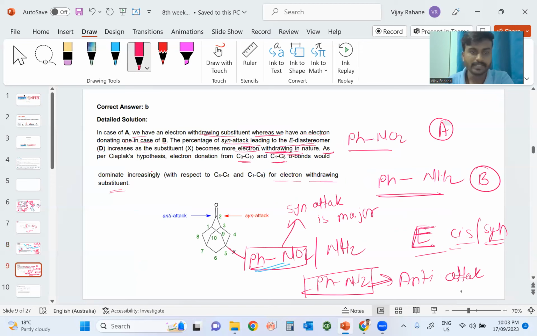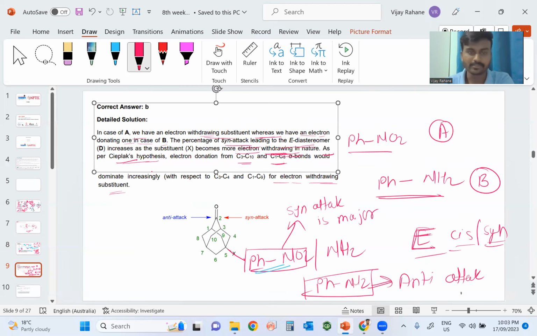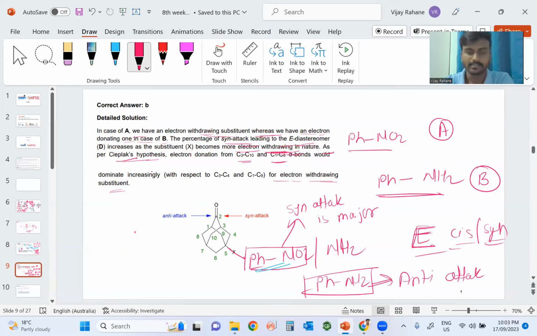So this is the effect of Plano's hypothesis. Keep it noted; probably sometimes an MCQ may also come from such topics. So here you can find the numbering: 1, 2, 3, 1, 2, 3, 4, 5, 6, in this manner.